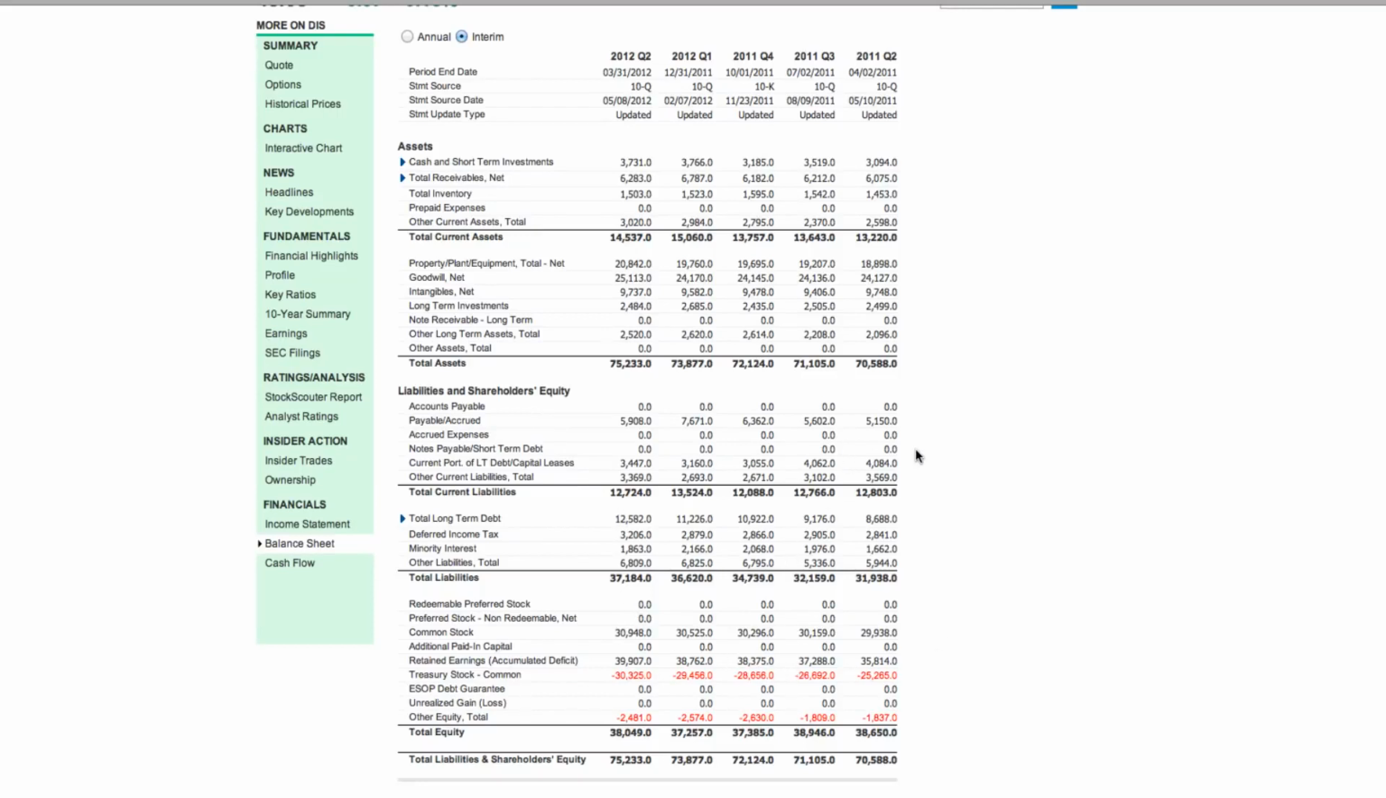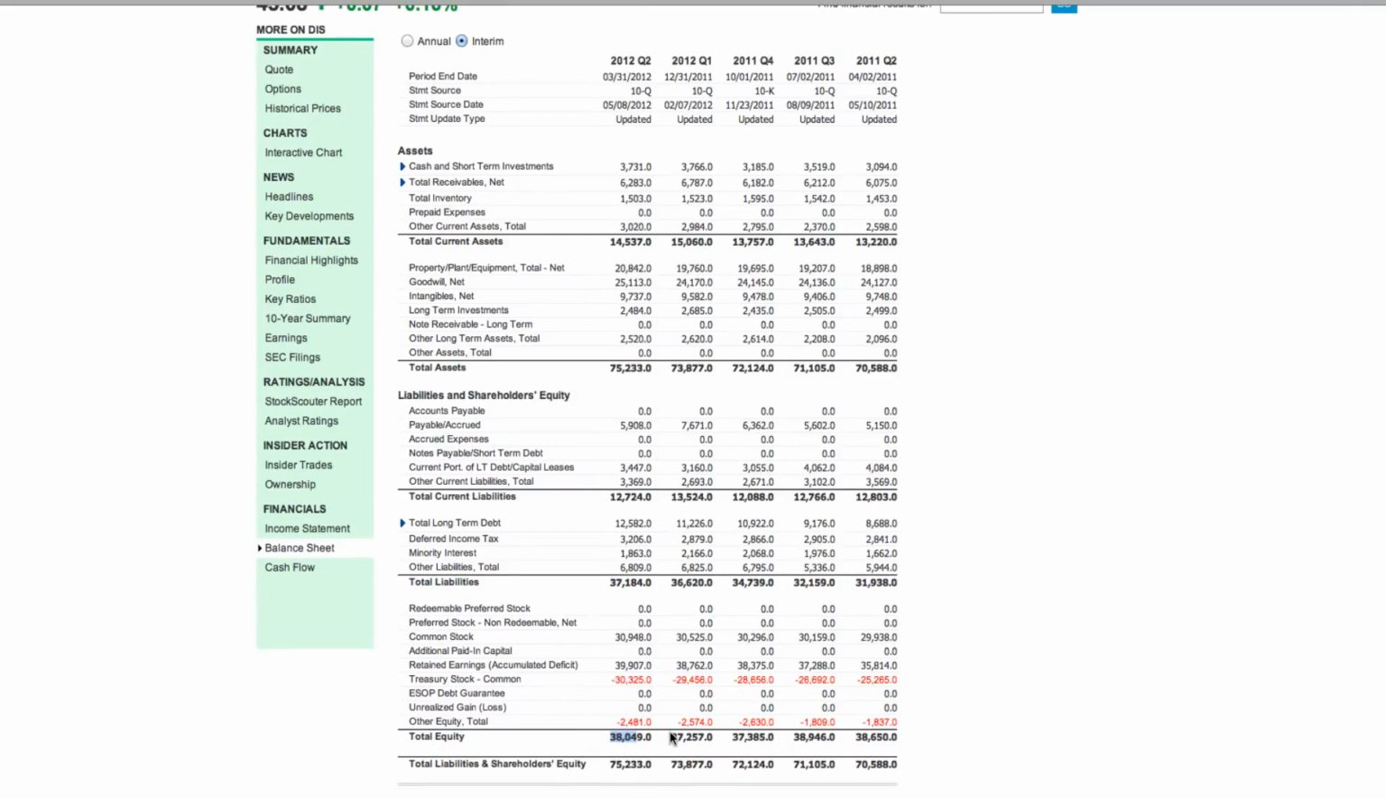Now there are some other ways that you can look at a debt to equity ratio. Some people like to use the total liabilities. They would compare all of the liabilities on here to the equity, and in this case you'd see it's almost 1.0 because you have 37 billion compared to 38 billion. So that number is going to be slightly under 1.0.